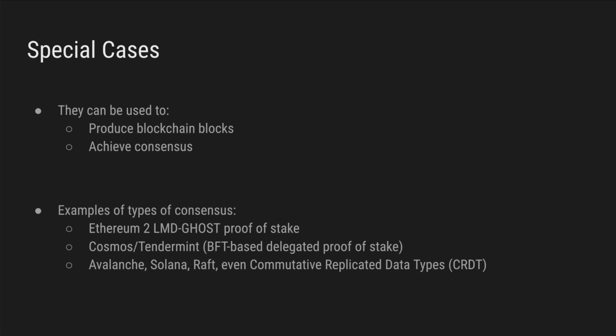A couple of examples of consensus used by Ethereum and Cosmos chains and others, like Ethereum's LMD Ghost Proof of Stake, Tendermint's BFT-based delegated proof of stake, and so on. But from these examples, we will first start with Raft.